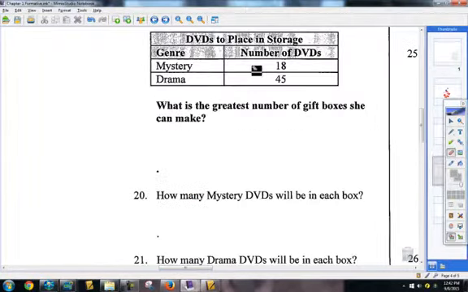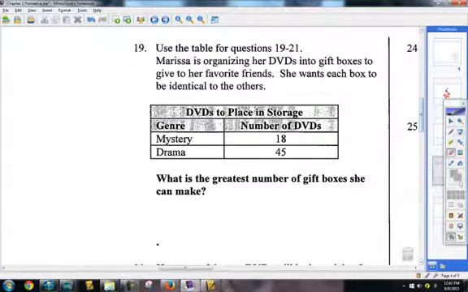Okay, I will tell you that the answer for number 19 is 9. But you must have work. If you have no work, it's absolutely wrong. And the work you must have is the trees. But first, let's go through and read it. Marissa is organizing her DVDs into gift boxes to give to her favorite friends. She wants each box to be identical.